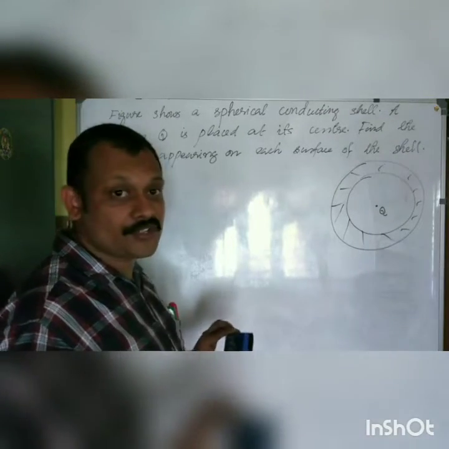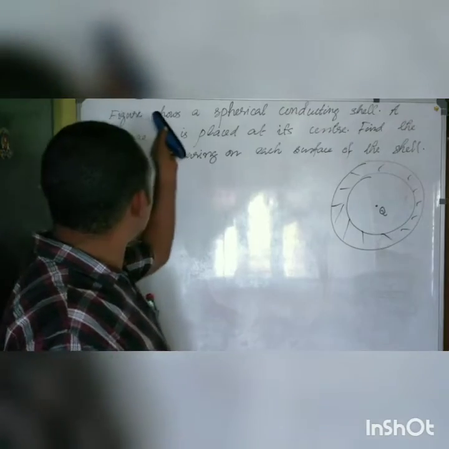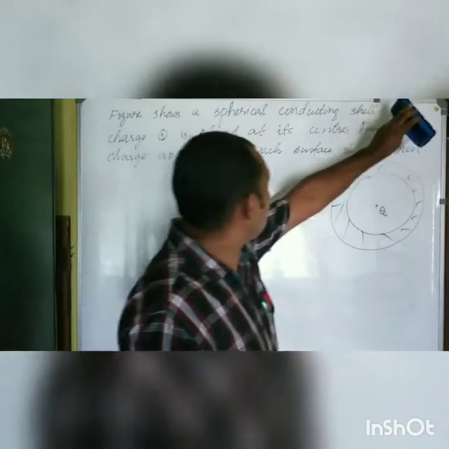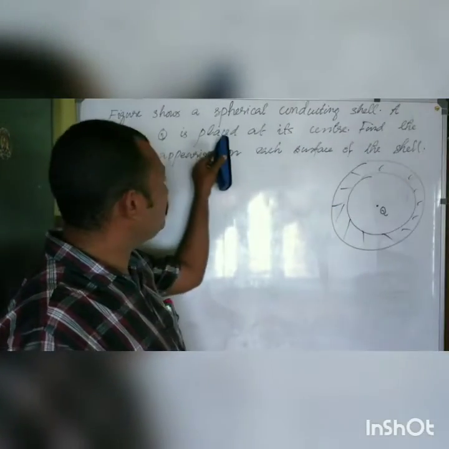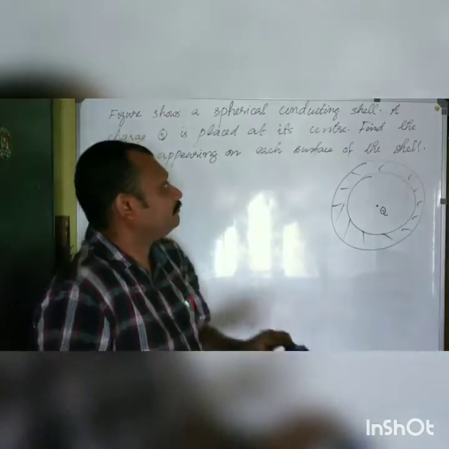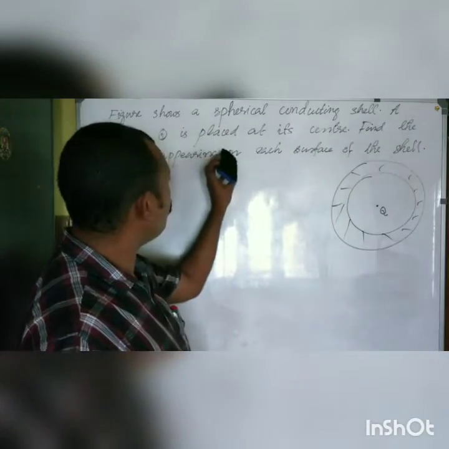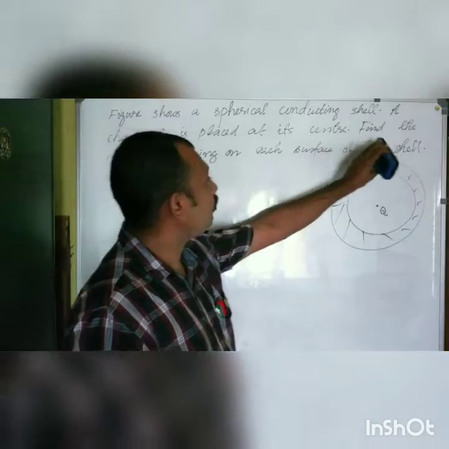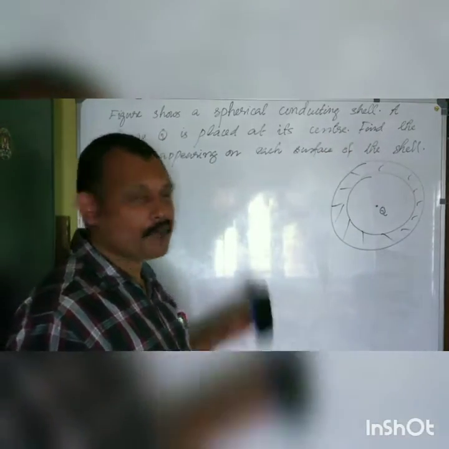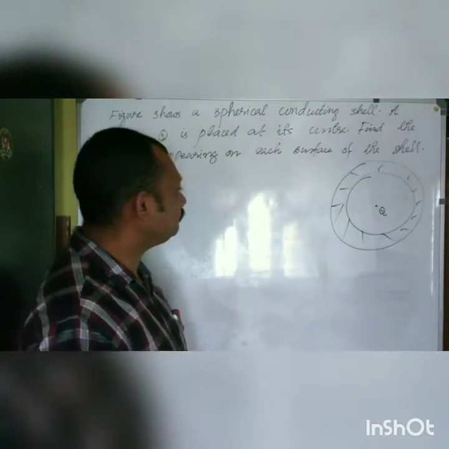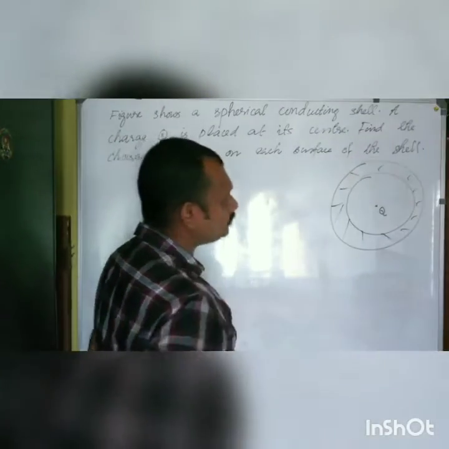Let's read the question first of all. Figure shows a spherical conducting shell. A charge Q is placed at its center. Find the charge appearing on each surface of the shell. Hope you can read the question. The same is shown in the figure. Charge Q is placed. This is a conducting shell.